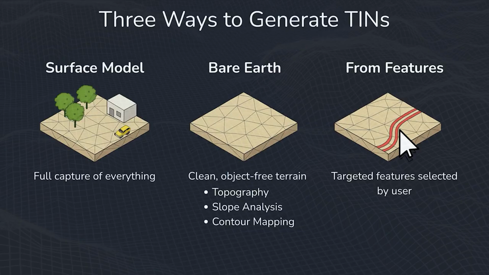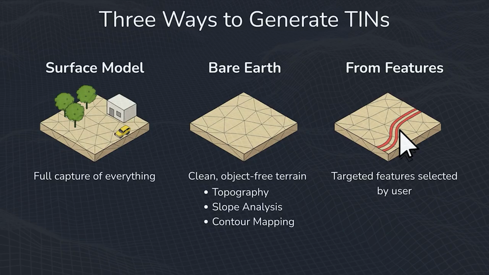The first way is by making a surface model, which creates a TIN based on the surface model itself with no bare earth estimation or filtering. This is best for faithful representation of all visible surface features, including trees, vehicles, and structures.